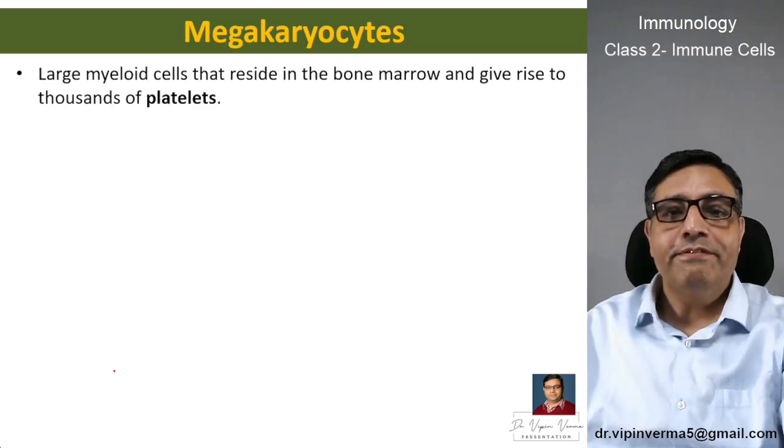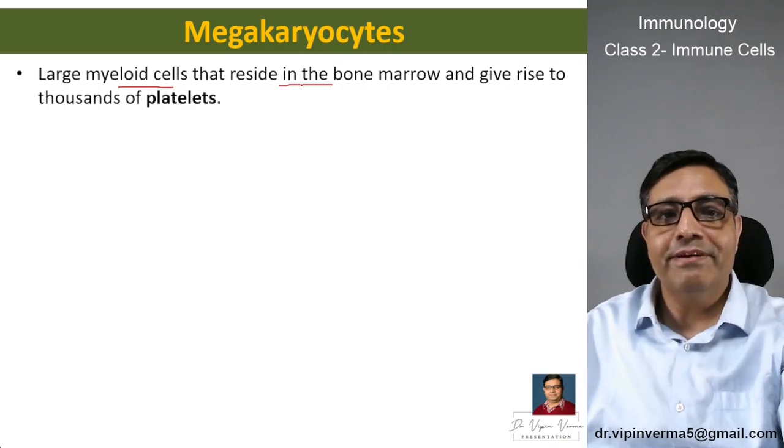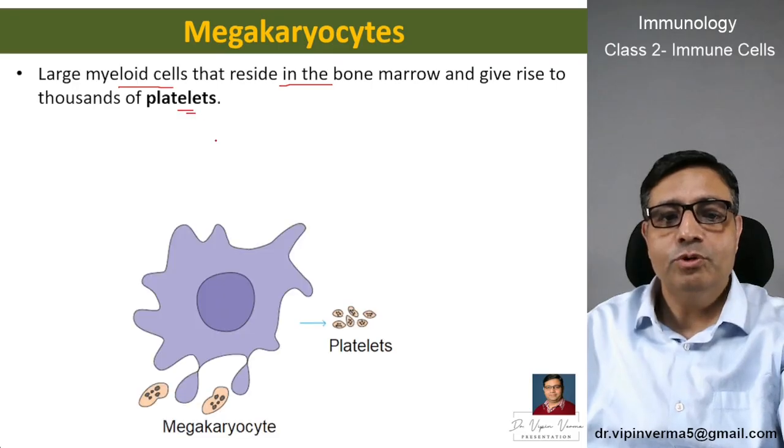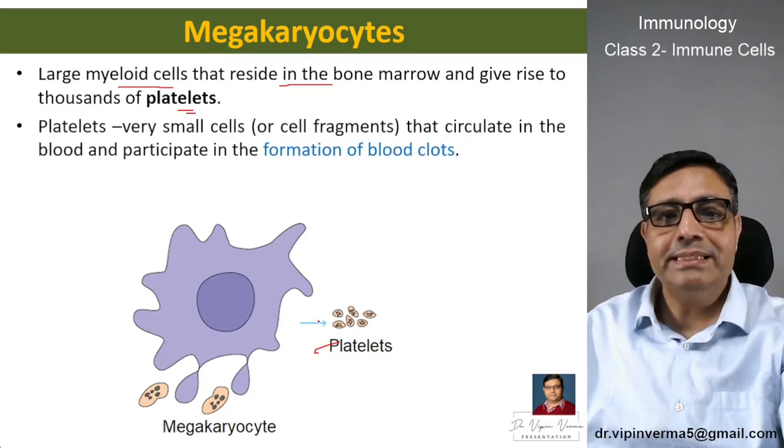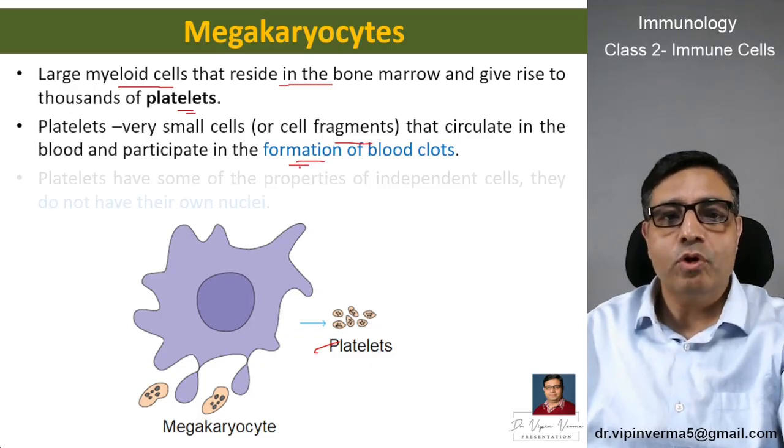Now, look at the functions of the megakaryocytes. These are the large myeloid cells. They reside in the bone marrow and they give rise to thousands of the platelets. Okay, so here you can see this is the megakaryocyte. It is giving rise to the platelets. And platelets are very small cells or cellular fragments that circulate in the blood and participate in the formation of the blood clot. So they are important in blood clotting.